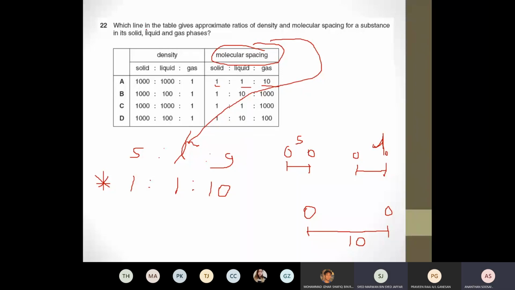Okay. Now when it comes to density, how's the ratio going to be?